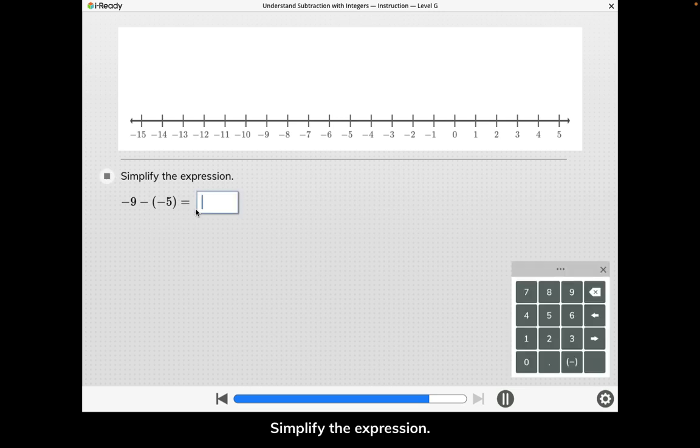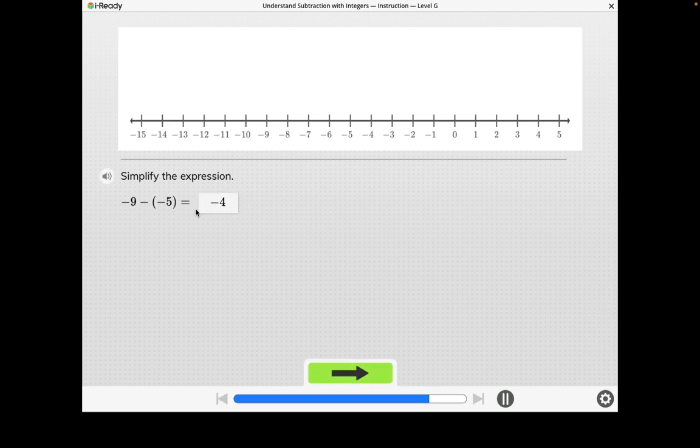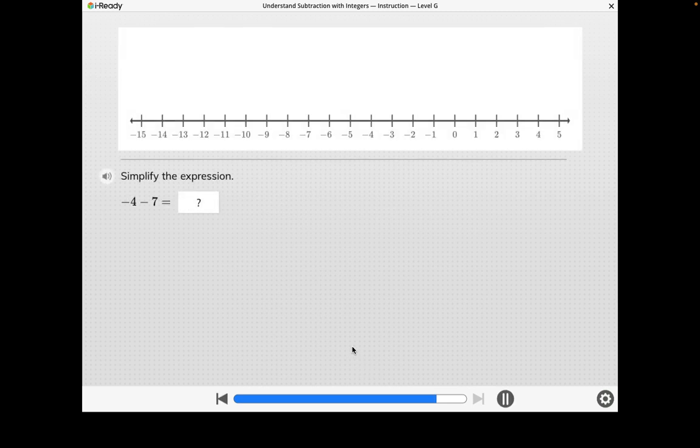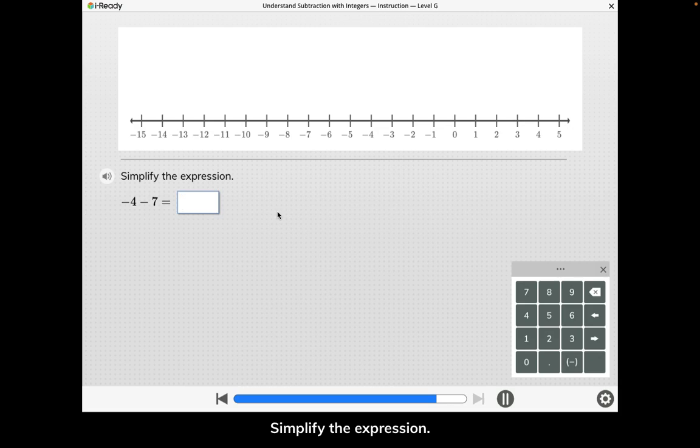Now let's just keep doing this for a few times. Negative 9 plus 5 is equal to negative 4. Alright, negative 4 plus negative 7. So we start at negative 4, and then we add negative 7. So that's going to be 1, 2, 3, 4, 5, 6, 7, negative 11.